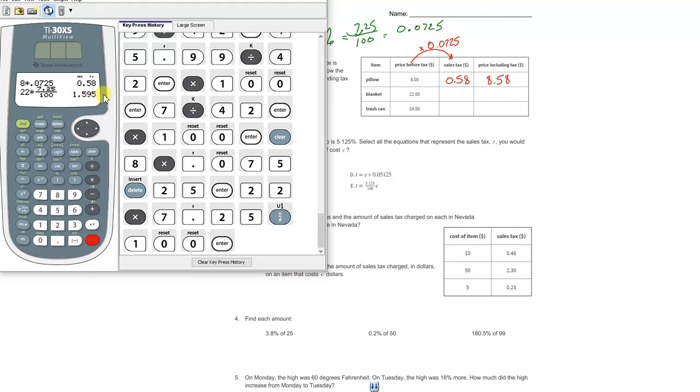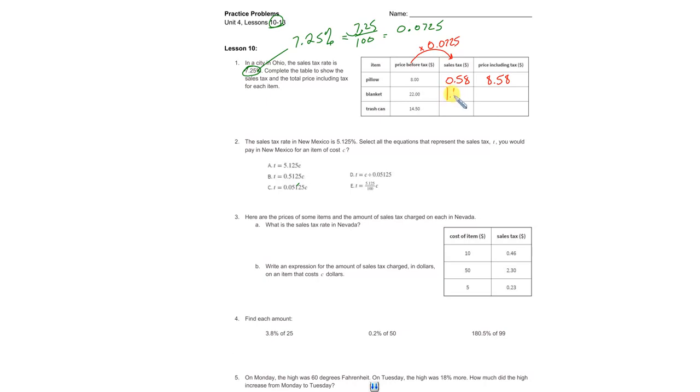Now, when you get answers that come out like this, and you've got an extra decimal point, you've got to round here to the nearest 100th place, because that's where money ends, in the second decimal place. So that 5 is going to round this up to $1.60. So you're going to get charged $1.60 for your sales tax. Added to the 22 gives you $23.60. And then the last one, $14.50.